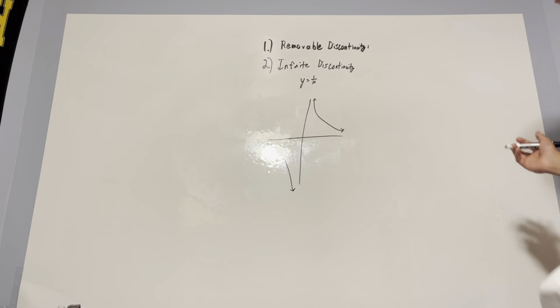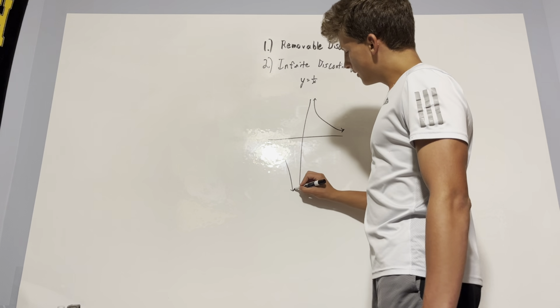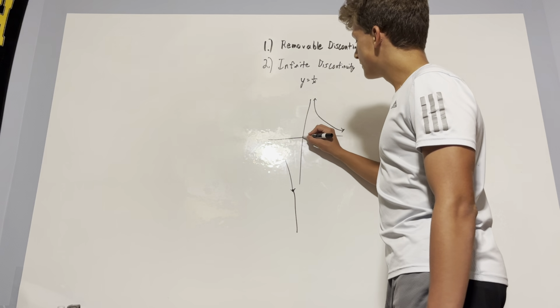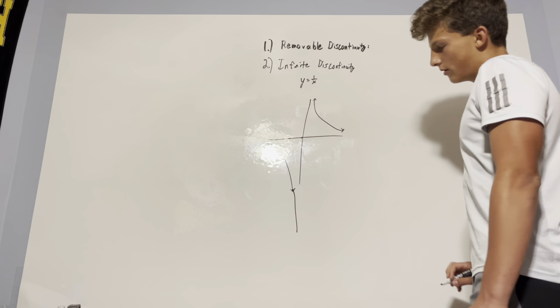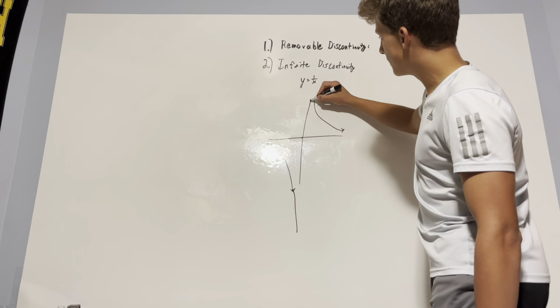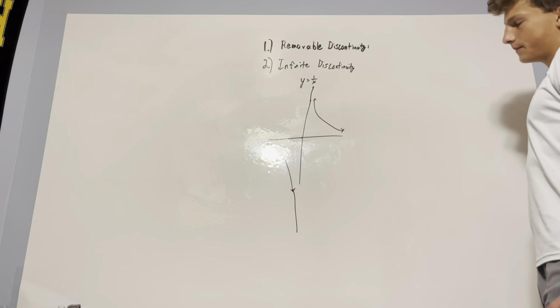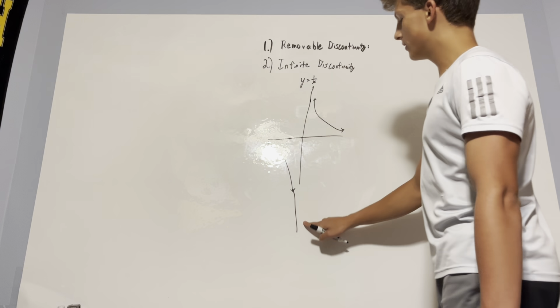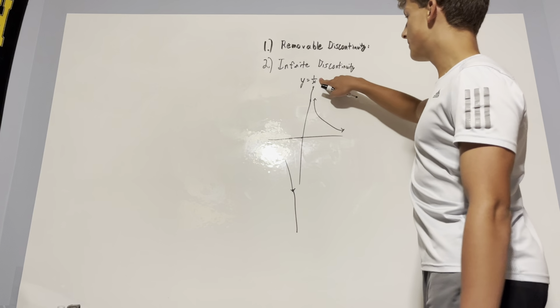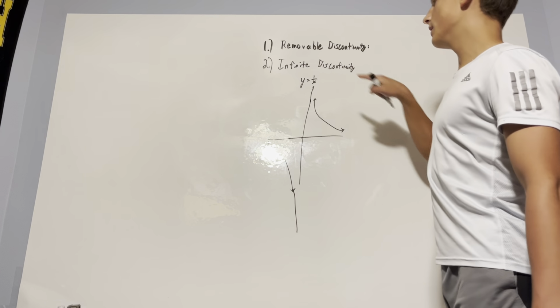You can see here that this value is going all the way down to negative infinity when x is just barely less than 0. But then once x passes 0 and it starts to get positive, it's all the way up at positive infinity. So since it jumps from negative infinity all the way up to positive infinity, this is what we call an infinite discontinuity.